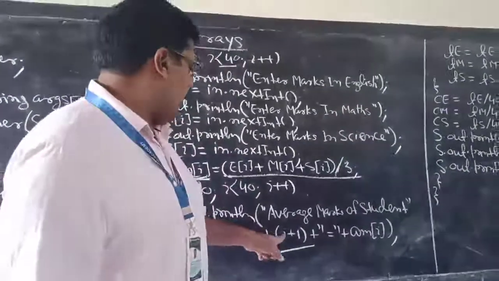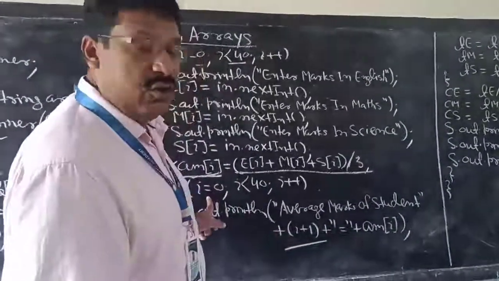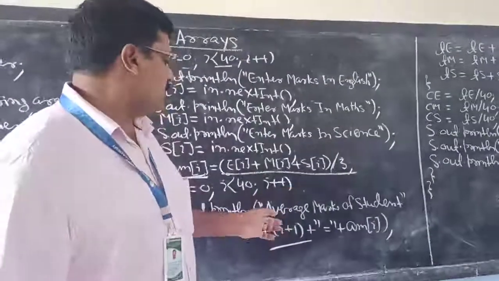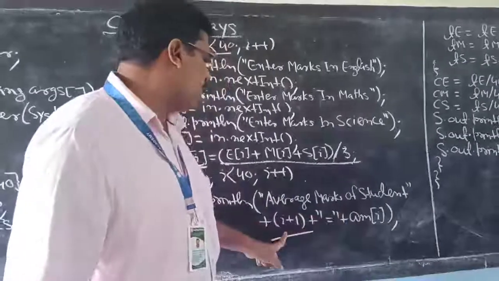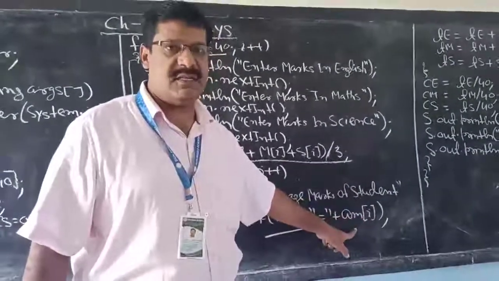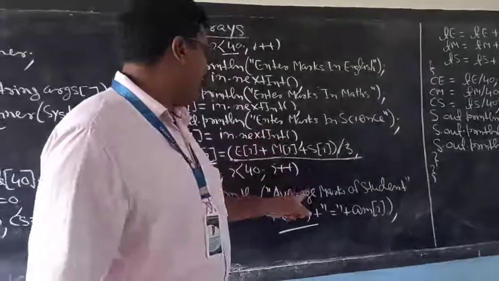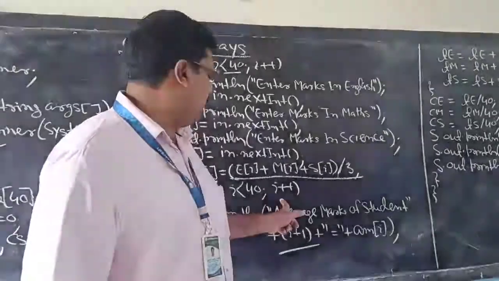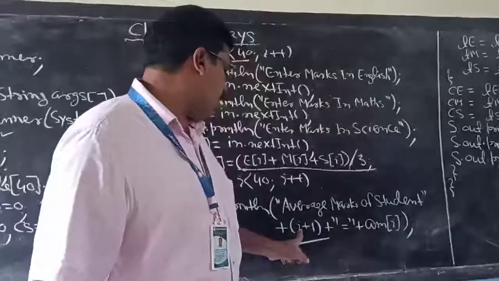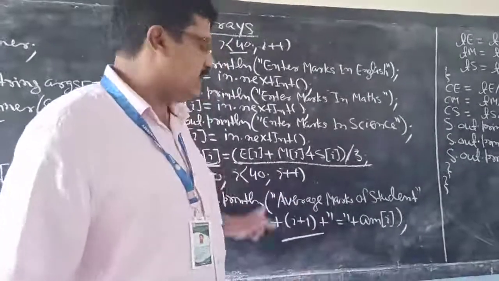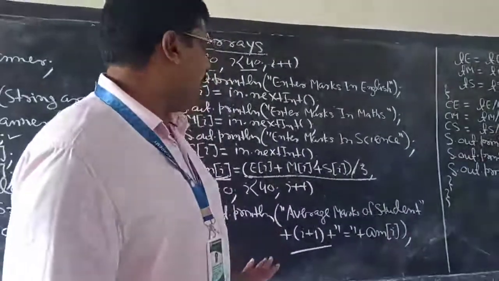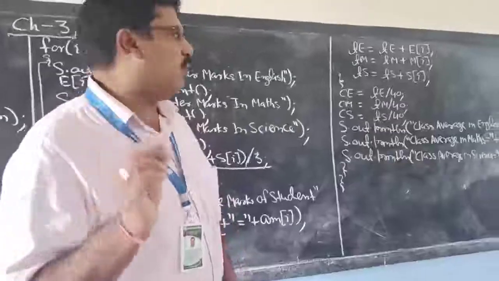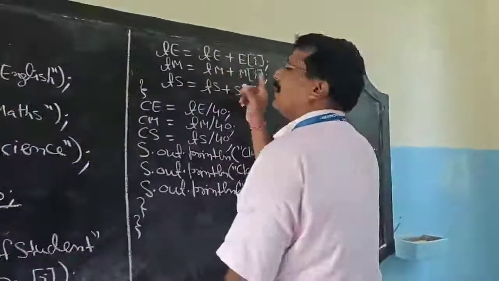So what will happen? i plus 1 means, when i value is 0, 0 plus 1 means 1. So how will the output come? Output will come as average marks of student 1 equals, and his average marks is printed. The same way, go for the next i, which will be 1. The average marks of student 1 plus 1, that is 2, then 3, 4, till 40. Average marks is printed.